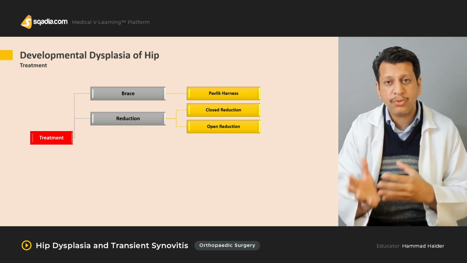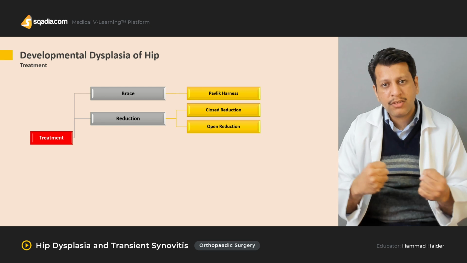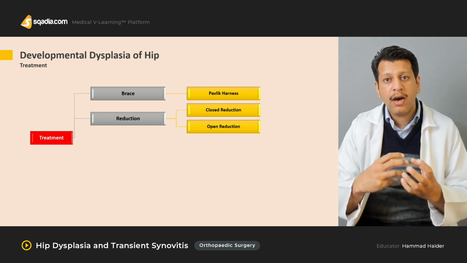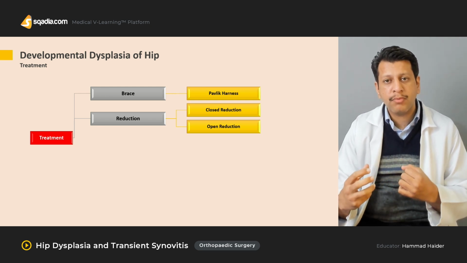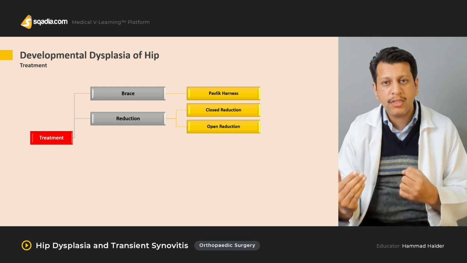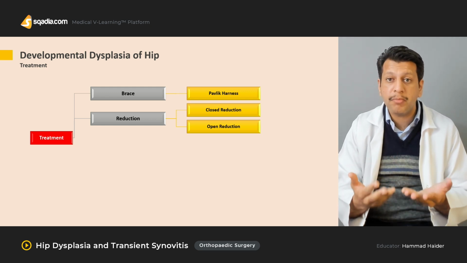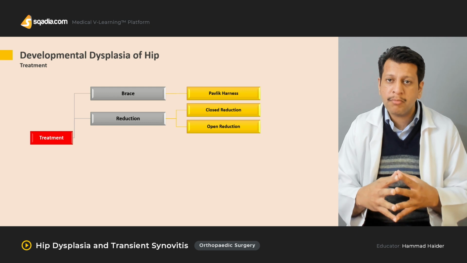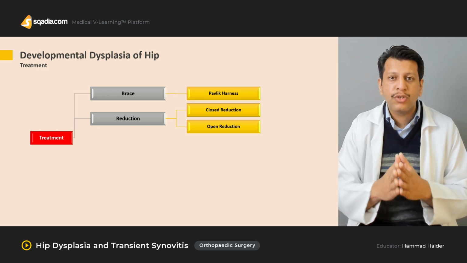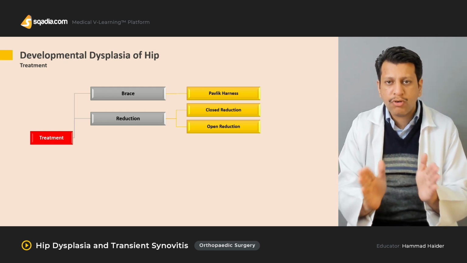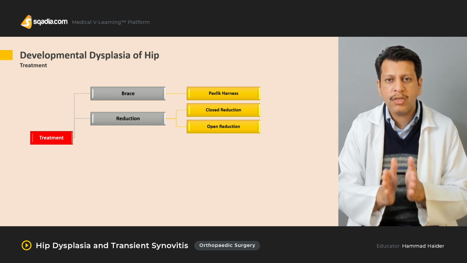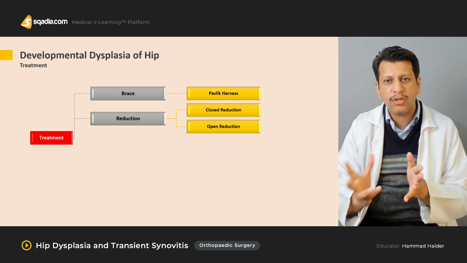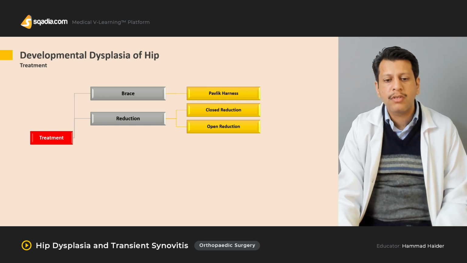But if it is not in position, the vessels will be stretched, and they may be torn. The blood supply may not go into certain parts of the head, and eventually they may become necrotic and develop avascular necrosis. So our goal of any sort of treatment in the case of DDH should be to prevent the head from dislocation and avascular necrosis.